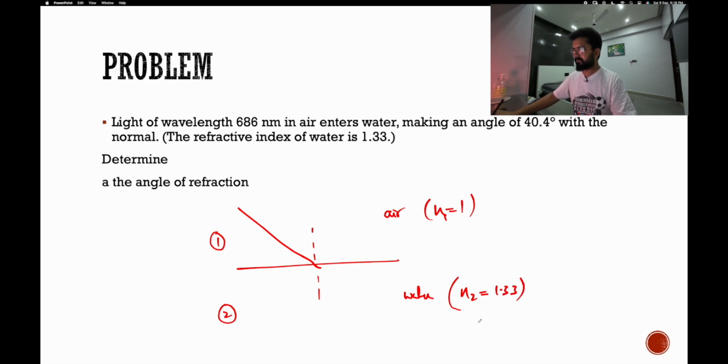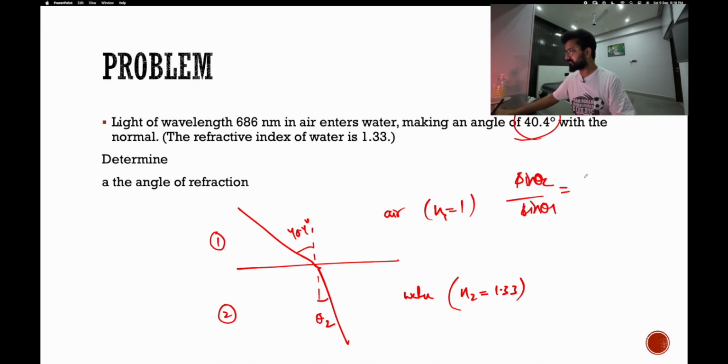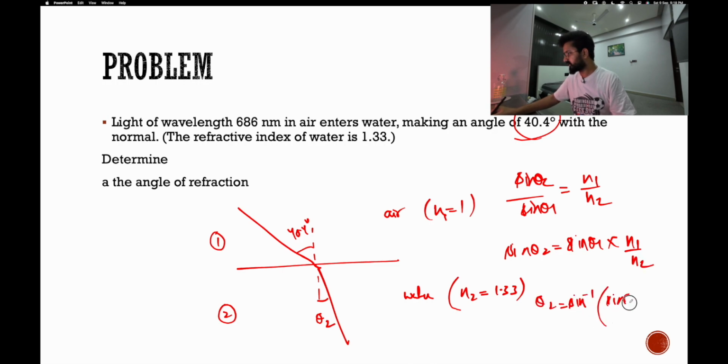What is the angle made in air? It is 40.4 degrees. Now what is the angle of refraction? That is nothing but the angle in water. I'm considering that as theta 2. So with the help of Snell's law, which is sine theta 2 by sine theta 1 equals N1 by N2. That implies sine theta 2 equals sine theta 1 times N1 by N2. That implies theta 2 will be sine inverse of sine theta 1 times N1 by N2.